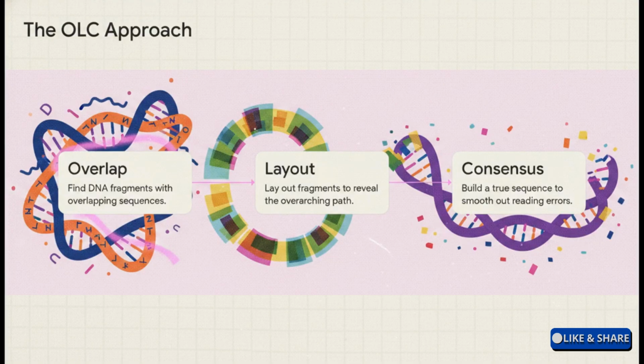So, how do we actually do that? Well, we usually kick off our algorithmic puzzle solving with the OLC approach. That stands for overlap, layout, and consensus. First up, we find the DNA fragments that share overlapping sequences, kind of like finding the shared letters between two words in a crossword. Next, we lay them out to see the overarching path. And finally, we build a true consensus sequence, which is crucial because it smooths out any of those pesky machine-reading errors.